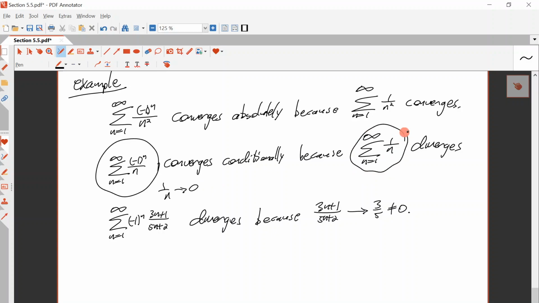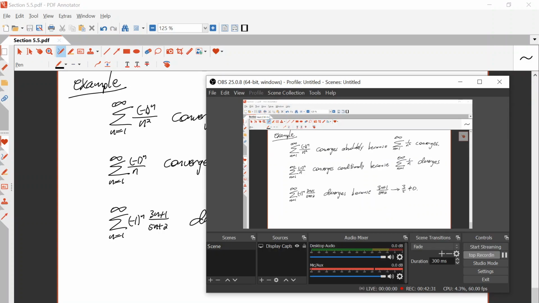Okay? So this one converges conditionally because the series of positive terms diverges. This one converges absolutely because the series of positive terms also converges. And this one just diverges. Okay? Because the terms don't go to 0. All right? So that's the lecture on this section.